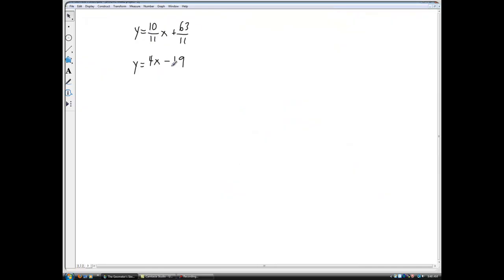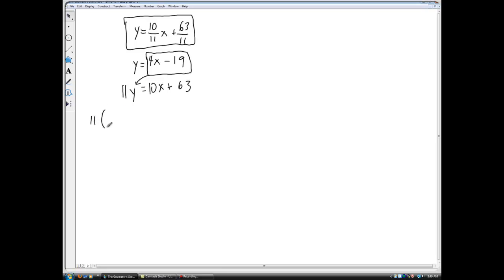Here are the two equations that we want to find the solution for, which means the point where they intersect. We have a few different techniques we could try. I have some other videos about solving these kind of systems of equations. But what I'm going to do first is take this first equation, and I'm going to multiply the whole thing by 11 and put the result down here. And now I've gotten rid of these denominators. I think I will substitute. Let's substitute this in for y. So that gives me 11 times 4x minus 19 equals 10x plus 63.